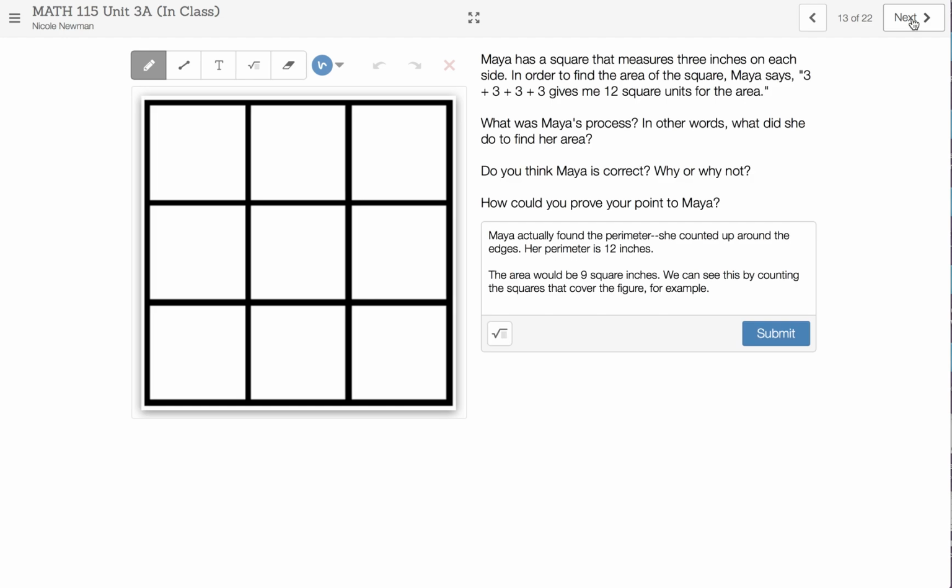Maya and the square. I do not think that Maya is correct. I think she actually found the perimeter. She counted up the stick lengths along the edges to get 12. Her perimeter would be 12 inches. The area would be 9 square inches. She could come along and just count the squares. 1, 2, 3, 4, 5, 6, 7, 8, 9. And she would have 9 square inches for that.